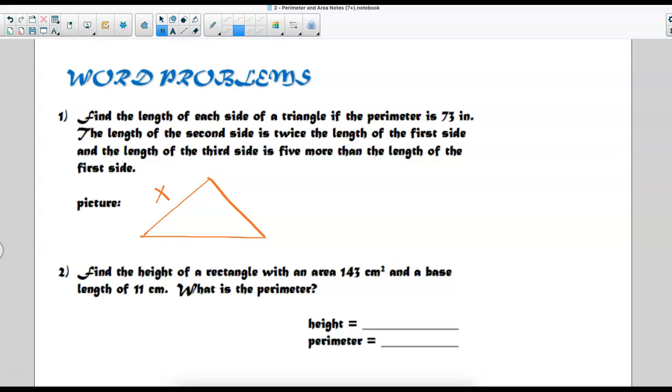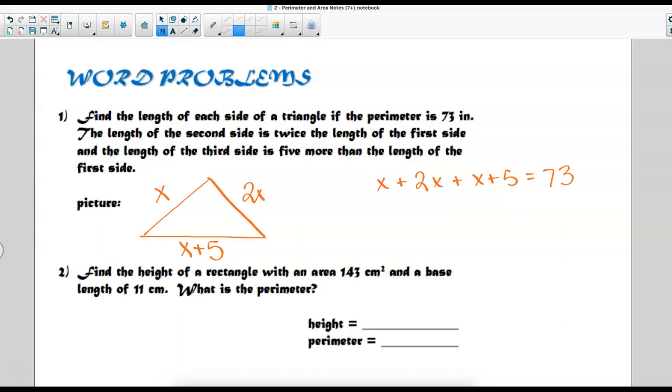Ellie. It's twice the length of the first side. Yeah, so how would I write that? The second side is twice the length of the first side. 2x. And the length of the third side is 5 more than the length of the first side. Sydney. Not 5x, because that would be 5 times more. 5 plus x, or x plus 5. To find perimeter, we add all the sides together, right? So it's x plus 2x plus x plus 5 equals 73.